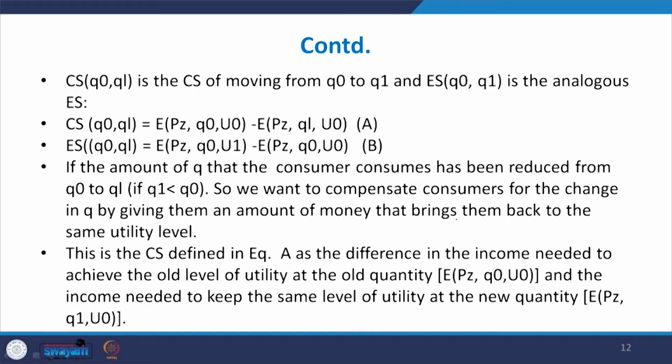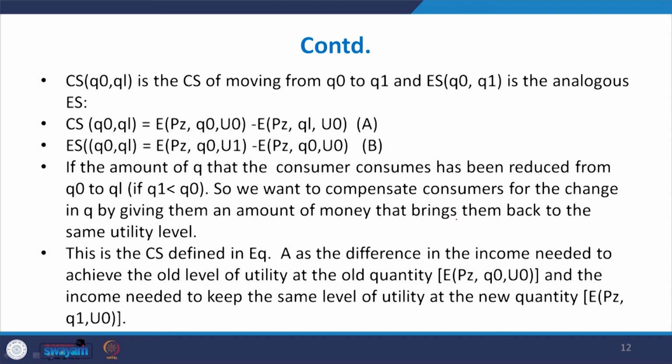Now, CS, compensated surplus, when there are two levels of environmental product, is the compensating surplus of moving from Q0 to Q1. So, if environmental quality moves from Q0 to Q1, and equivalent surplus is similar to ES, but the difference is, from these two equations A and B, you can see the difference between the two. In case of compensated surplus, it is the difference between the amount of money spent by the consumer for a given level of utility and initial level of environment, minus the amount of money required by the consumer to achieve the given level of utility when there is a change in environmental quality.